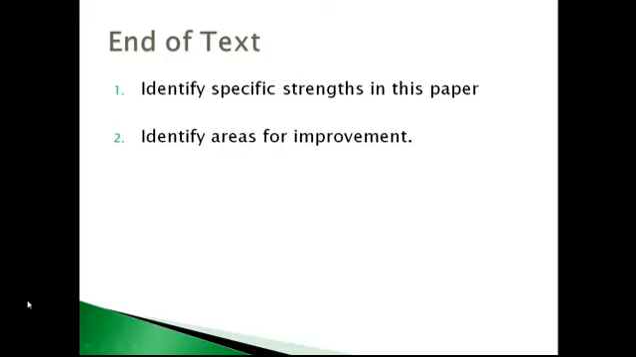The second part of the peer review is to write a summative response at the end. Here, you'll identify strengths of the paper and also identify areas for improvement.